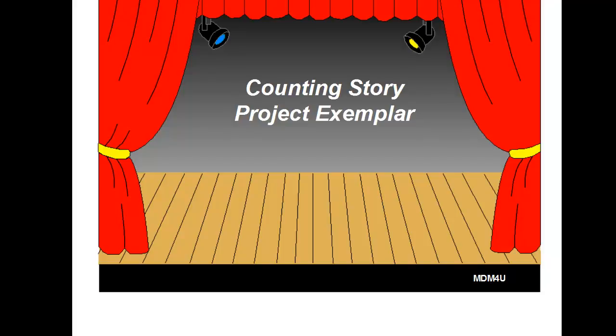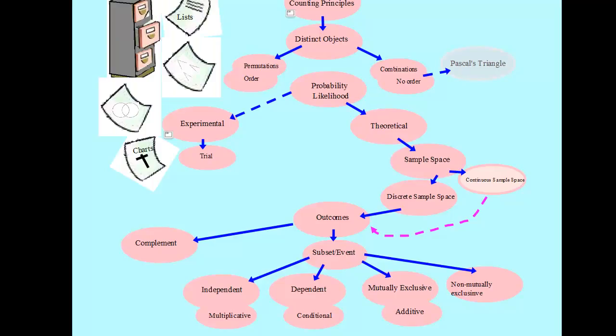Now, you're going to be taking all the concepts that we're going to be learning, so we're going to be looking at the counting principles. We've already looked at distinct objects. We haven't talked about combinations and permutations or order, but we have talked about probability. We've talked about theoretical probability based on the sample space and the number of outcomes. And we've talked about independent and dependent events. And some of the other concepts we'll be taking over the next few days.